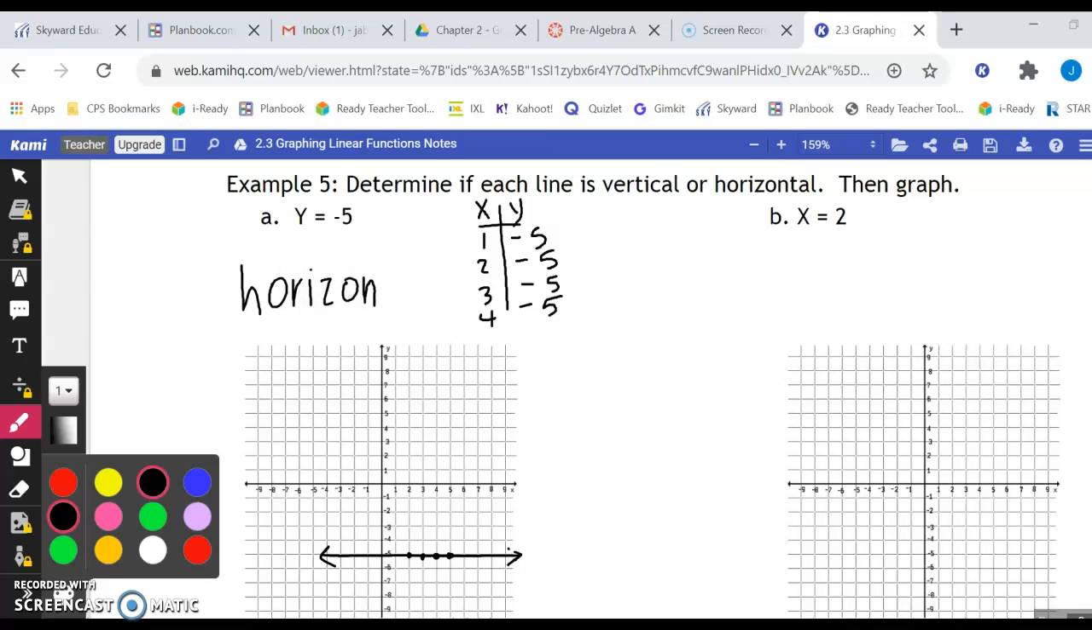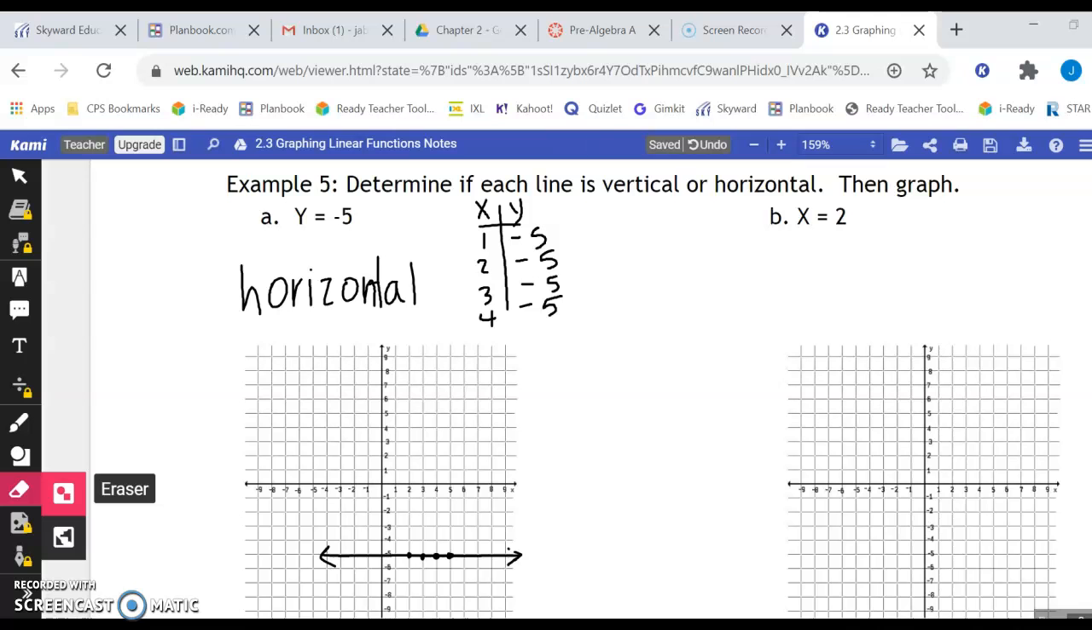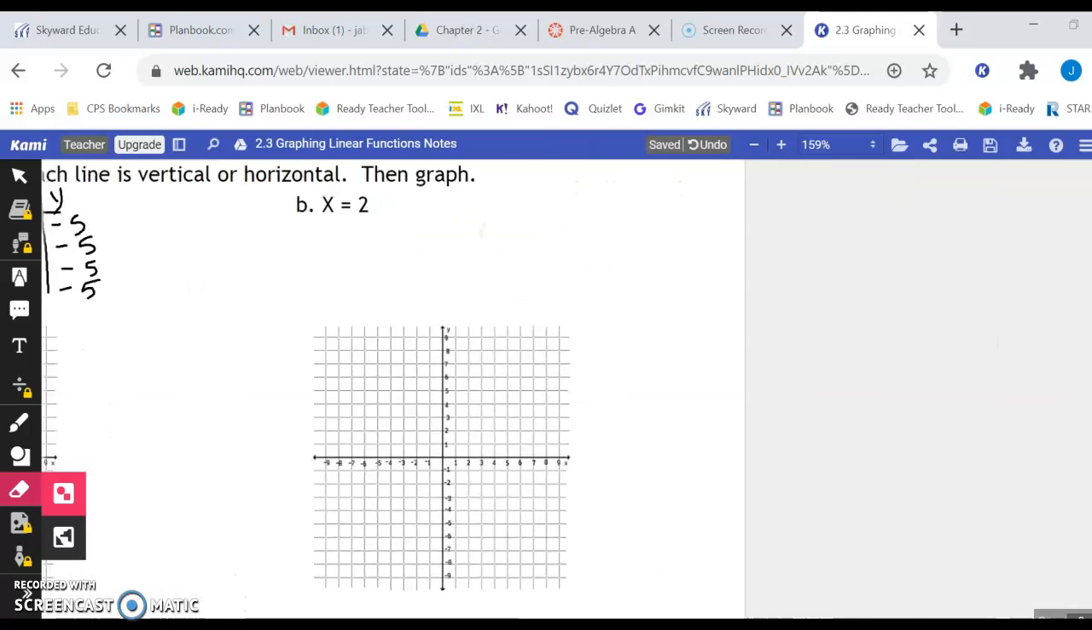So anytime you see y equals just a number, it's going to be a horizontal line going through whatever number that is on the y-axis. So if I told you y equals 8, then you would go to 8 on the y-axis and draw a straight line going across right here. Okay, so anytime it's y equals, that's what kind of line you're going to have.